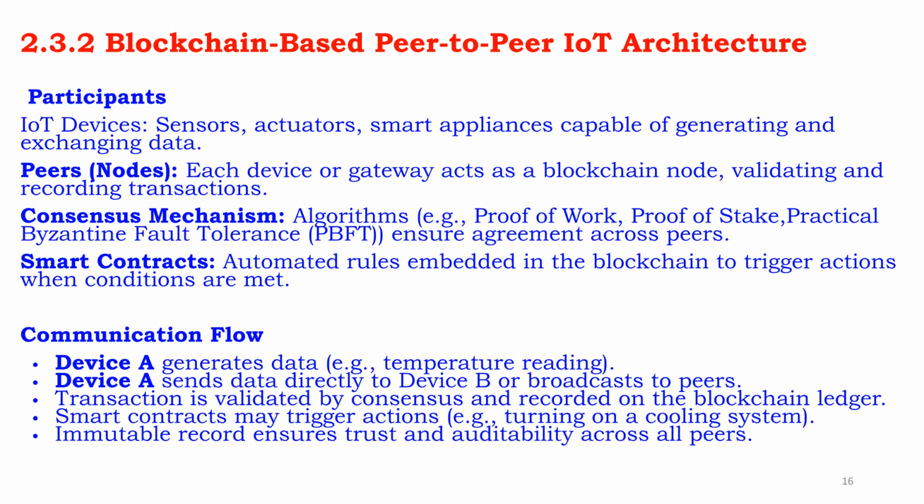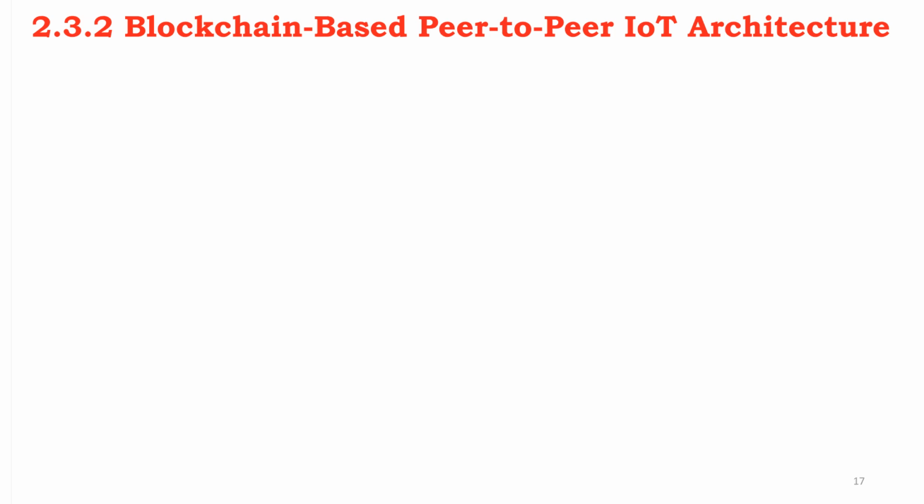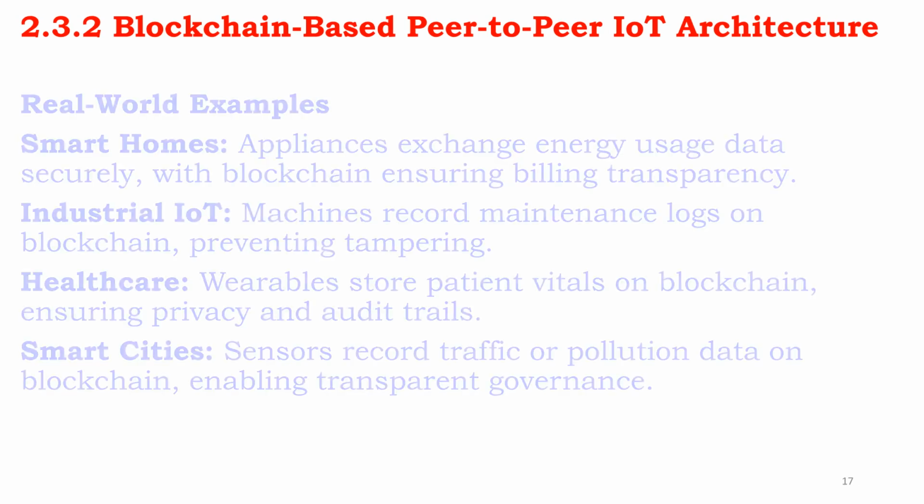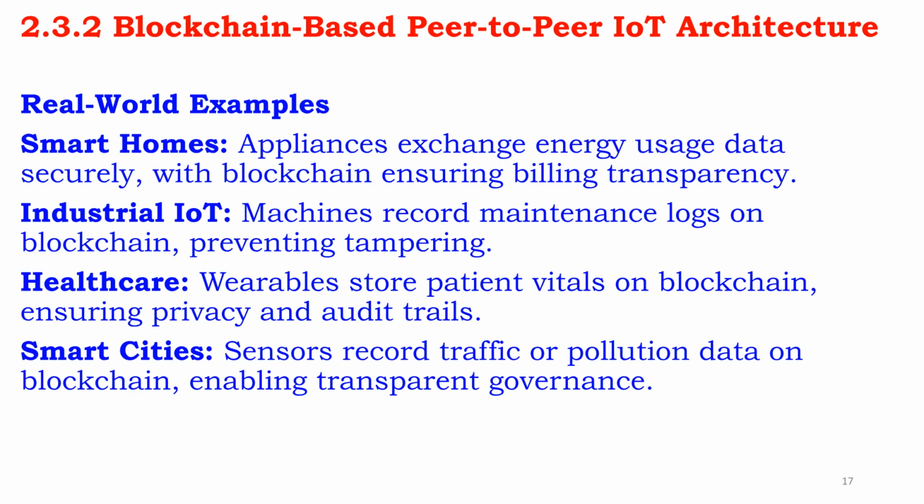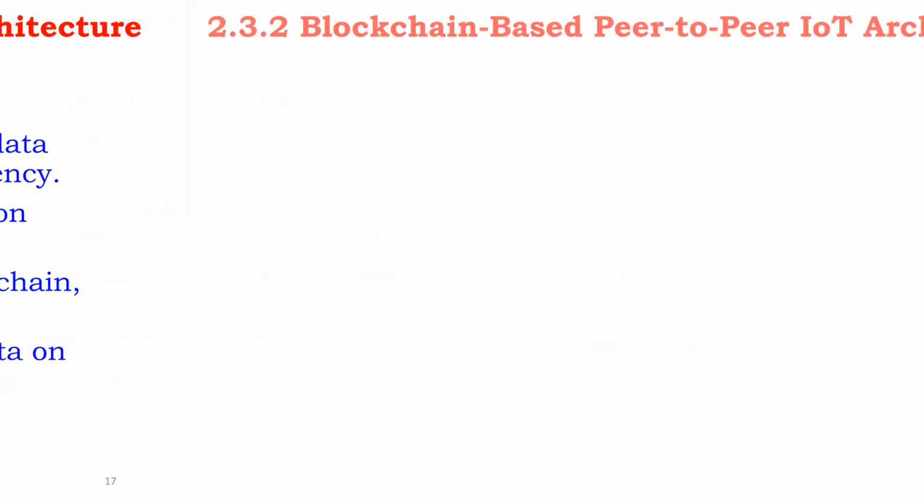Key participants include IoT devices generating data, peers or nodes validating and recording transactions, and a consensus mechanism ensuring agreement. Smart contracts automate actions when predefined conditions are met in the system. Blockchain-based P2P architecture has real-world applications in smart homes for transparent energy billing, industrial IoT for tamper-proof maintenance logs, and healthcare for securing patient vitals and audit trails.